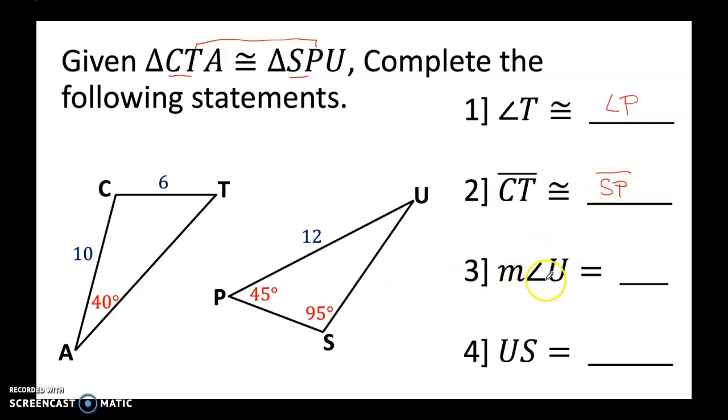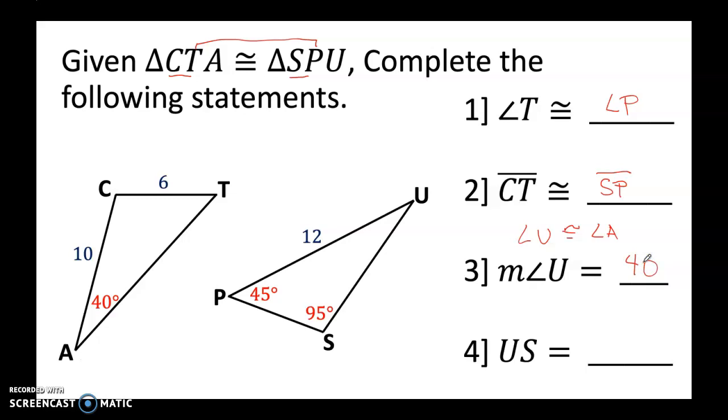Let's look for the measure of angle U. Angle U corresponds to angle A. Therefore, angle U is congruent to angle A. And the measure of angle U is equal to the measure of angle A. So since the measure of angle A is 40 degrees, therefore, the measure of angle U is 40 degrees.